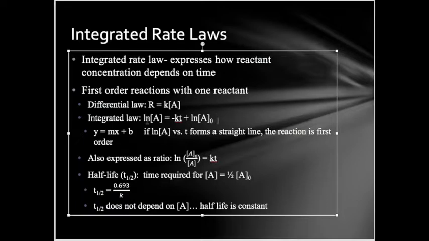Ln, of course, is natural log. That's the natural log function on your calculator. Whenever you see something in brackets, that's concentration. So this is the natural log of concentration of the reactant. Our reactant is called A. And this is the concentration at some specific time, and it's changing as time goes on. So the natural log of the concentration at some specific time will be equal to negative K, the exact same rate constant that we have in our differential law, times T, where T is time, plus the natural log of the concentration of the reactant A at time 0, so initially.